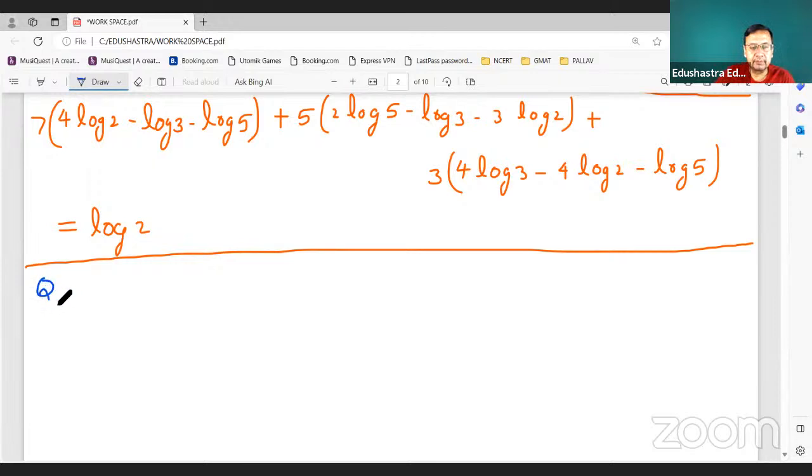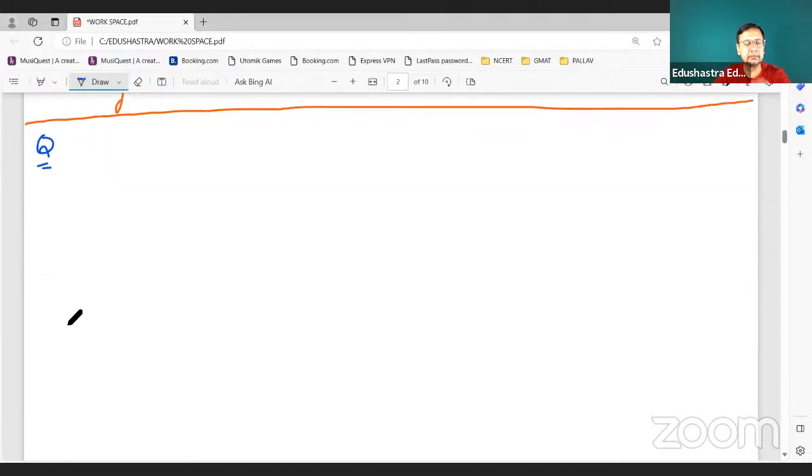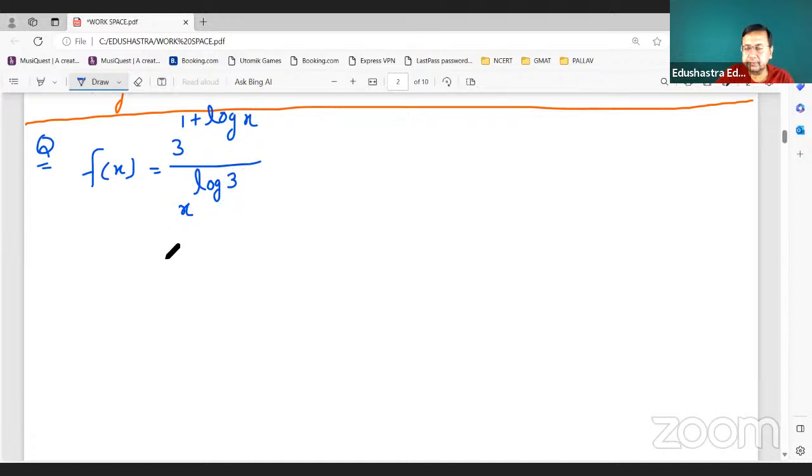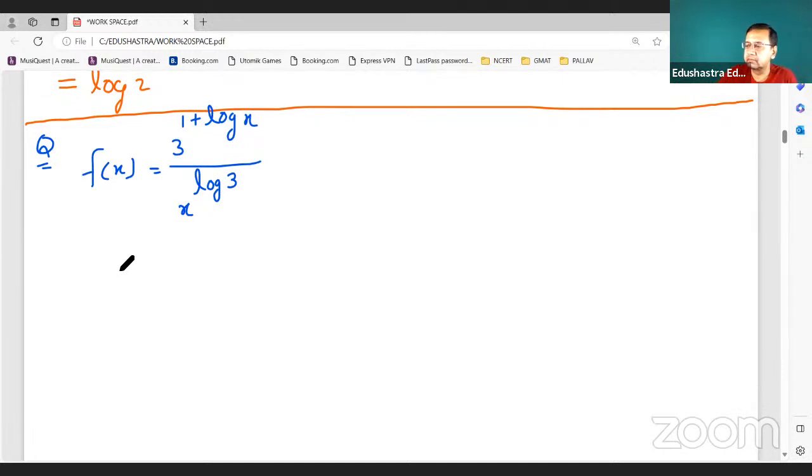Okay, next one. f of x is equal to 3 raised to power 1 plus log x divided by x raised to power log 3. So what to do? Find f of 1994.